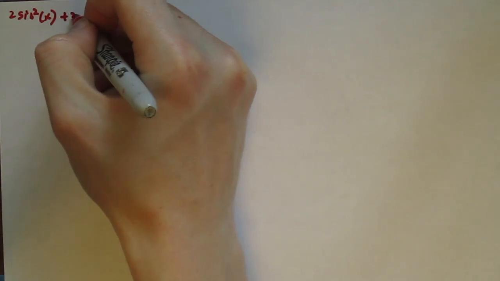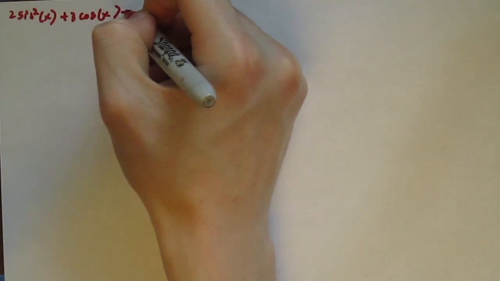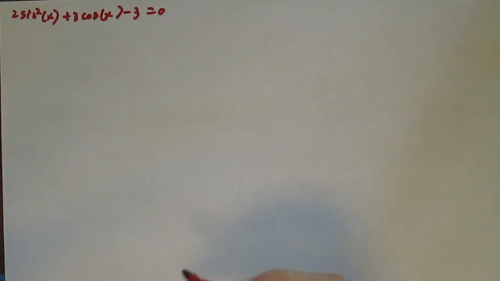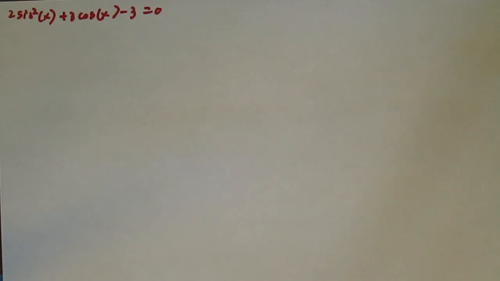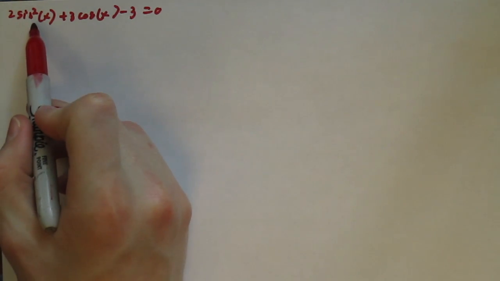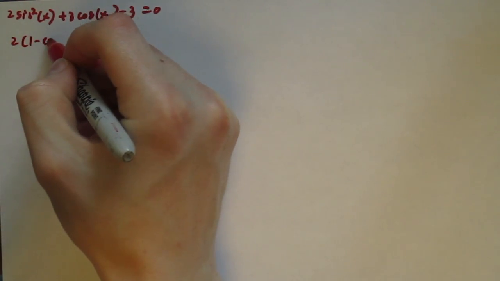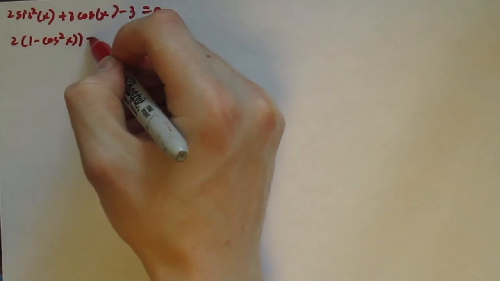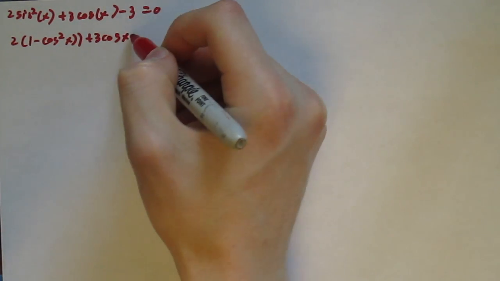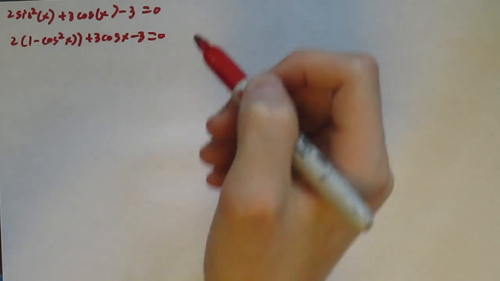So we're proving that 2 sine squared x plus 3 cosine of x minus 3 is equal to 0. So the easiest way to do this is that we know that sine squared x plus cosine squared x is equal to 1. Therefore, sine squared x equals 1 minus cosine squared x. So if we replace this sine squared x with 1 minus cosine squared x, we get that 2 times 1 minus cosine squared x plus 3 cosine of x minus 3 is equal to 0.